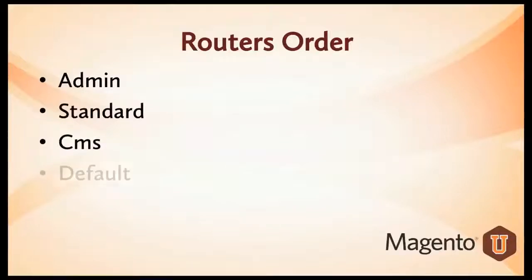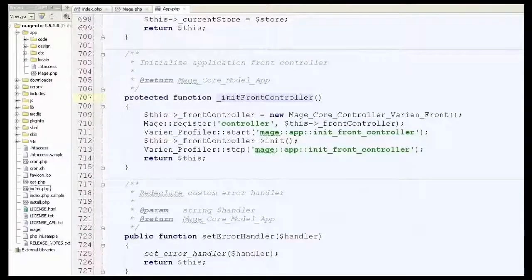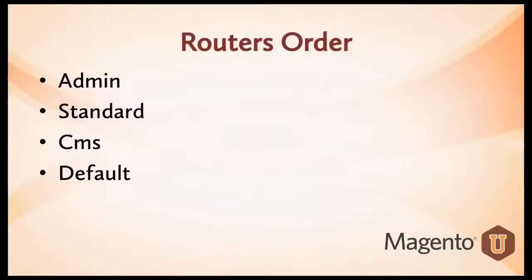To summarize what we've discussed so far, we have an instance of Mage Core Controller Variant Front class stored in the variable _front controller in the file Mage Core Model app.php on line 709. The system calls its init method on line 712. As a result, the front controller now contains 4 instantiated routers. The first 2 routers have corresponding routes. The CMS and default routers don't collect any routes.